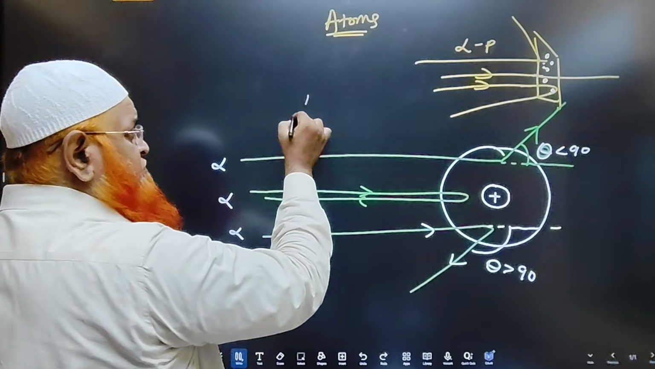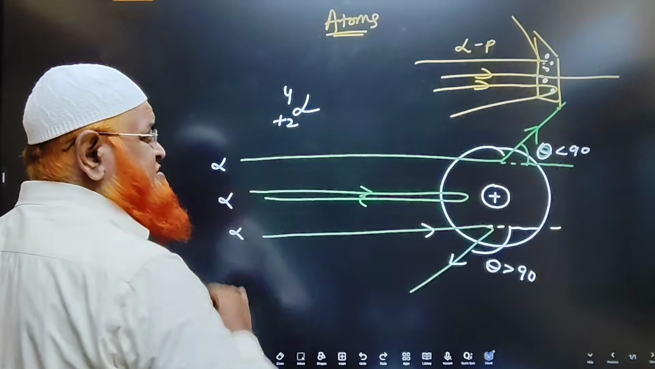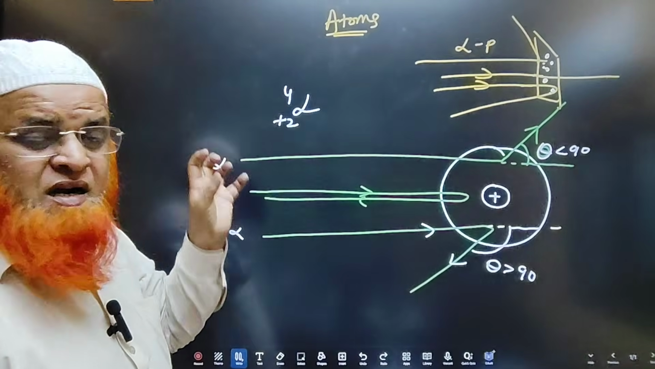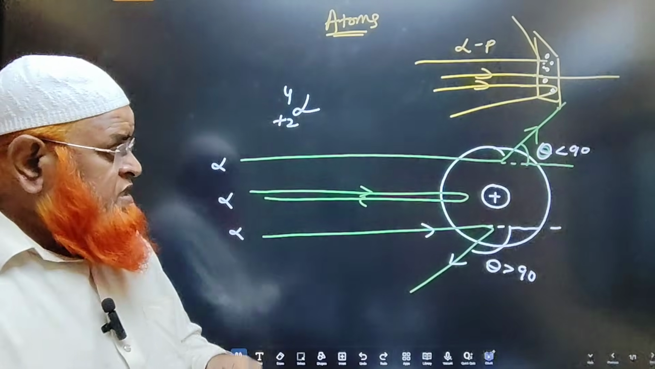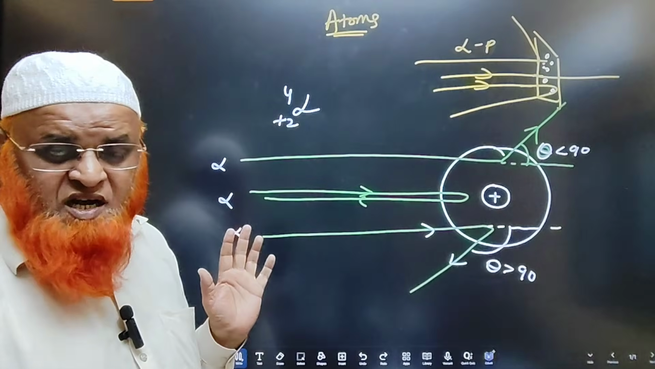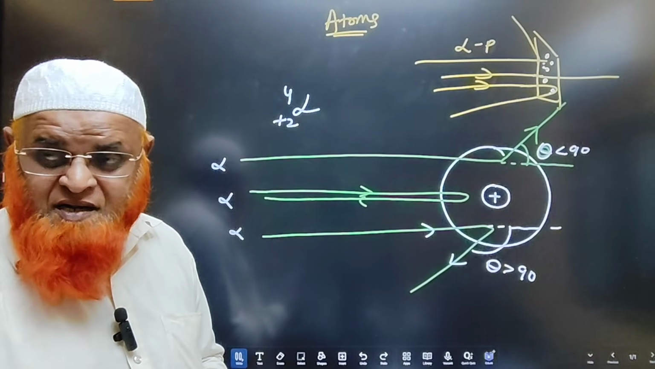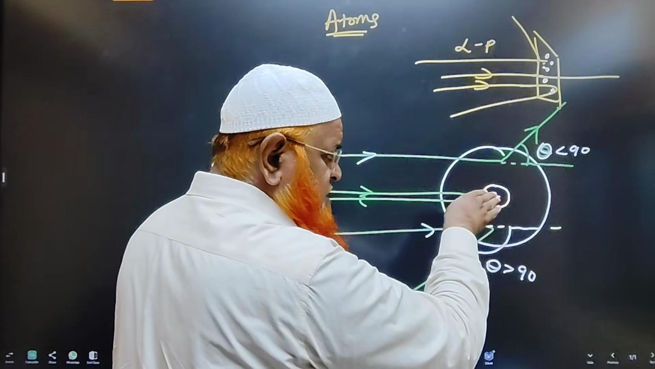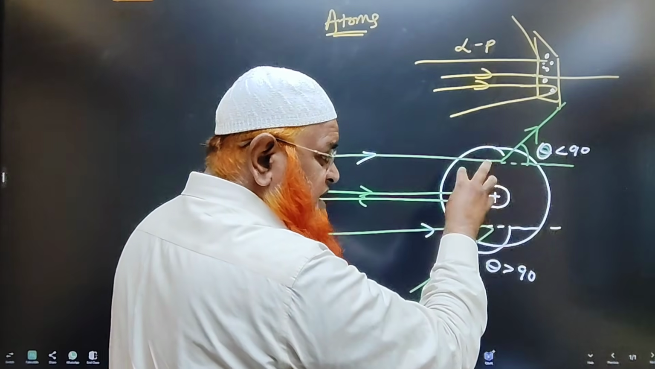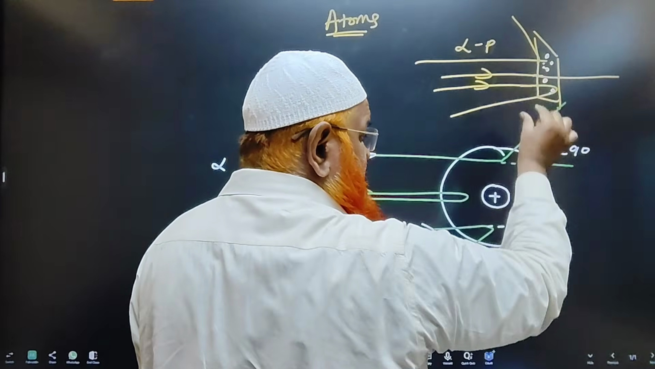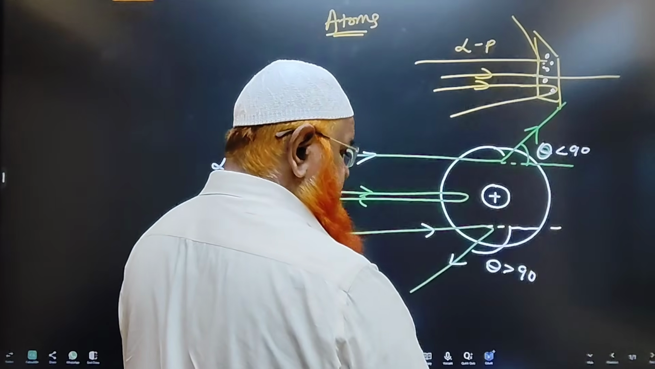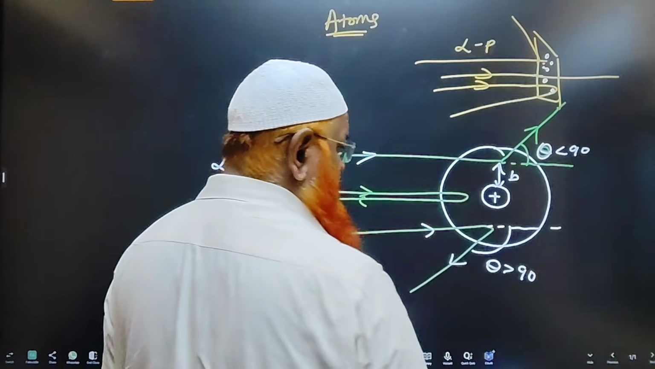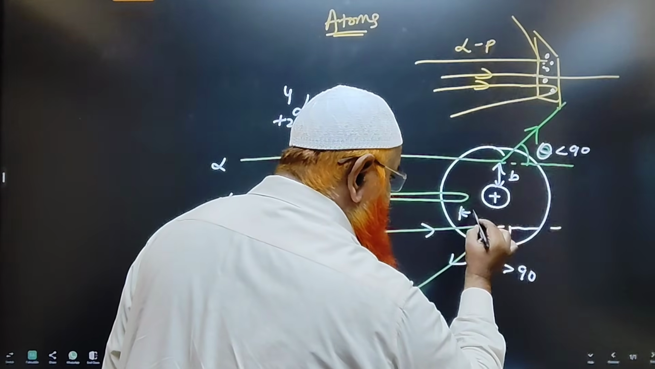You know what is the meaning of alpha? Alpha means +2 and 4 is going to be the charge and mass number, and with this it is understood that alpha is positively charged. And even the nucleus is positively charged, same charges get repelled, so it goes in this direction, and when it comes very close to the nucleus, because of repulsion of same charges, it deviates with a certain angle which is less than 90. Okay, so this distance is called B, and this distance is called R naught.